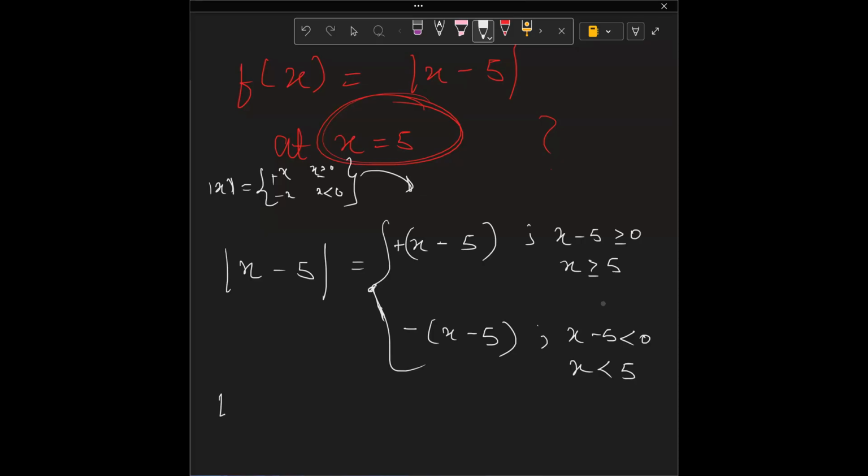और यहाँ पे आप LHL यूज करोगे, RHL यूज करोगे, एंड फंक्शन वैल्यू एट 5 यूज करोगे. आपने ये नहीं किया है. So which one? Every LHL, RHL and f(5).